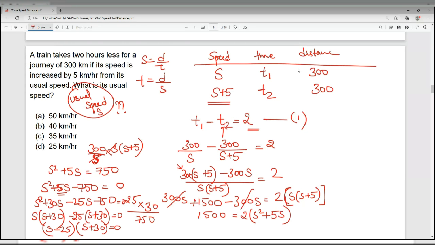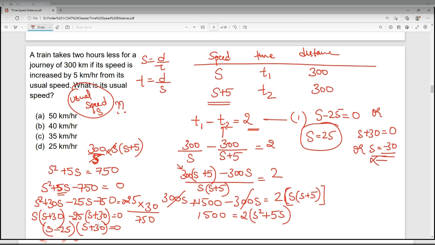This is equal to 0. If these values are multiplied to give 0, then s minus 25 has to be 0, or s plus 30 has to be 0. Only then will the value be 0. So s is equal to 25 or s is equal to minus 30. Since the speed cannot be negative, we eliminate this option and select s is equal to 25. The correct option is D.